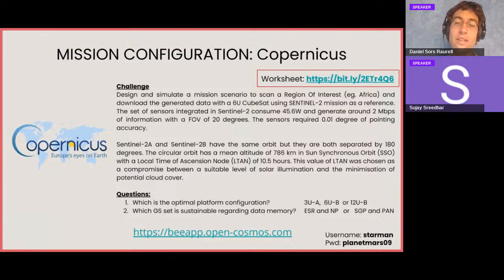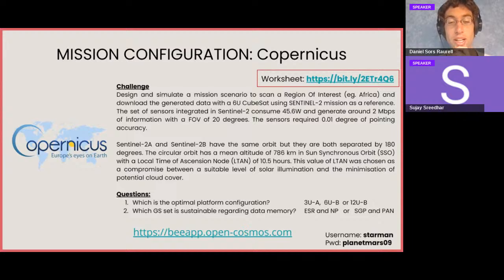We're not going to answer two of them. I leave the first one for you to guess, which is deciding the optimal satellite platform configuration for this particular mission: if it's a 3-unit, a 6-unit, or a 12-unit mission. You can answer this by running this simulation on VApp, and it's a bit of a trade-off. So it's quite an interesting exercise to find out which is the best configuration for this specific mission.